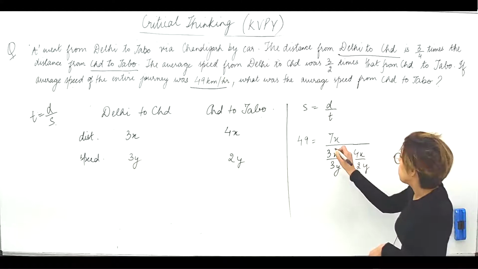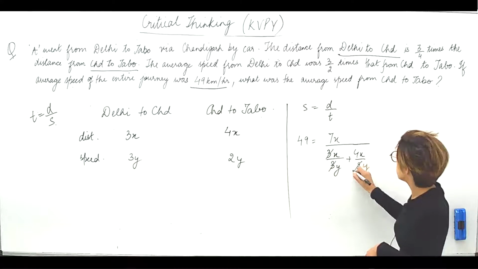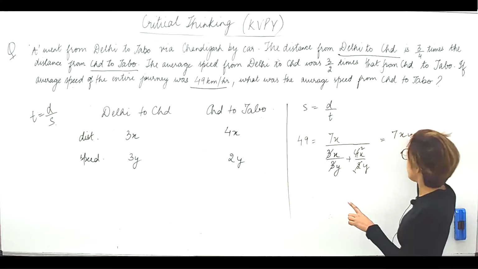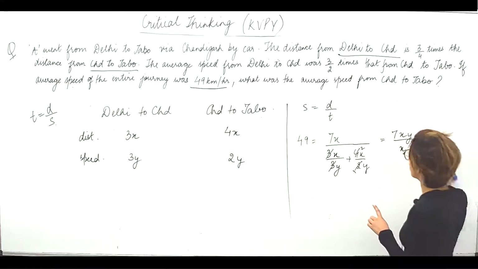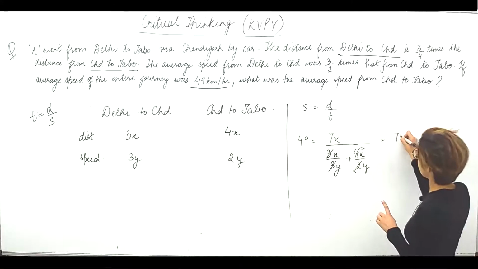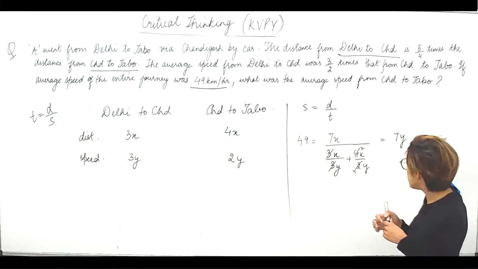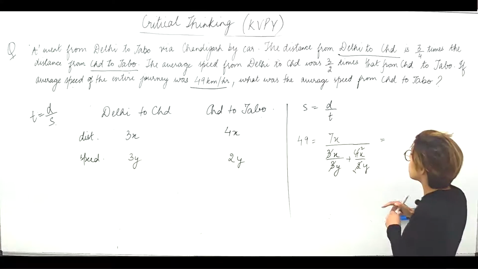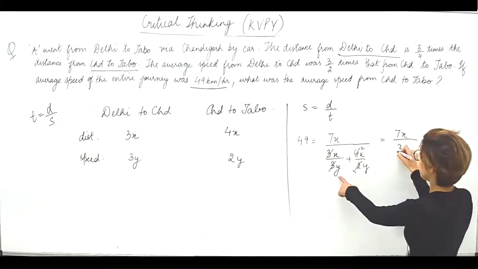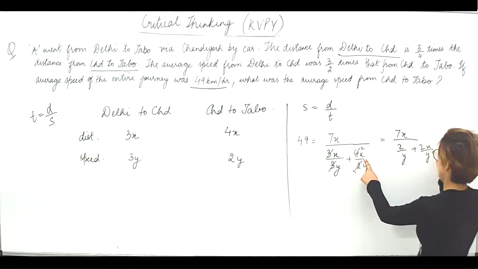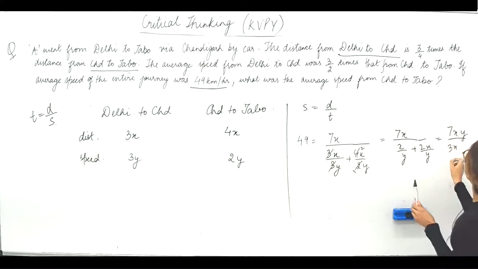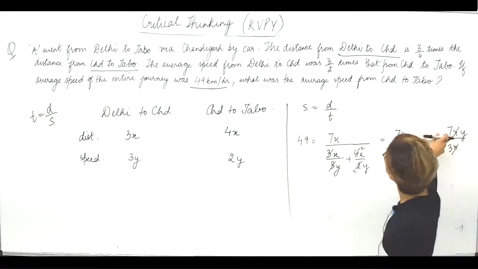Now from here, 3 and 3 get cancelled. This is 2, so this is 7x by 3x by y plus 2x by y. Hopefully I'm not committing an error over here. Wait, I felt I had done something wrong. Let's see, 7x divided by x by y plus 2x by y. Okay, perfect. So this was 7x on top, so this is 3x. Okay, thank God. From here x and x get cancelled.